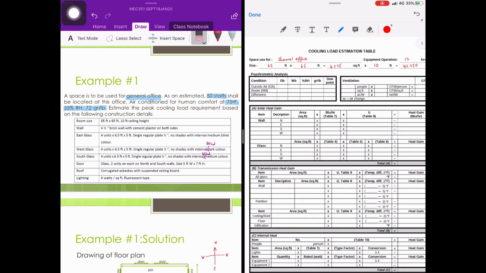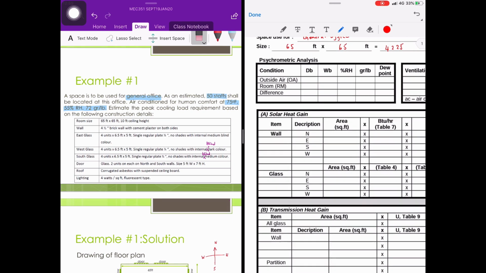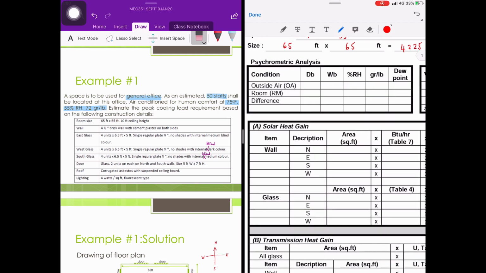Now let's move to the psychrometric analysis. If we look at the psychrometric analysis, we have three conditions: the outside air, OA, the room condition, RM, and the difference between the outside air and the room. Given to us from the question is the room condition, which is the dry bulb temperature 75 degrees Fahrenheit, the relative humidity 55%, and also the specific humidity in grain per pound, 72.